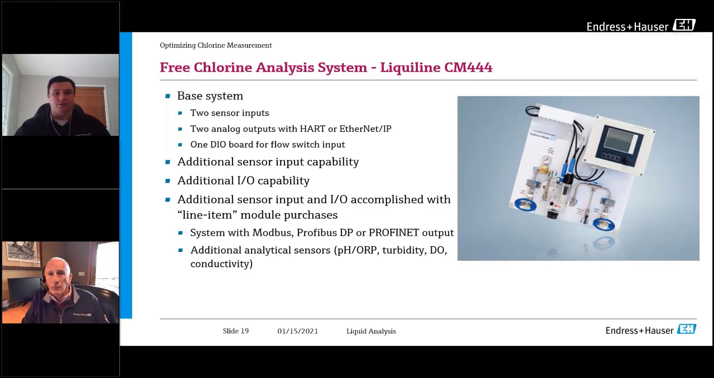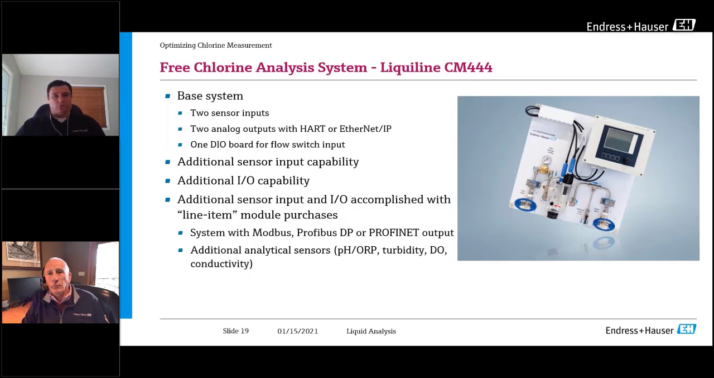What we're seeing more and more throughout the industry is that a lot of the industry is moving towards Ethernet IP. It just makes it a lot easier to commission and start up instrumentation, and you can get a lot more data off of the transmitter and off of the sensors with Ethernet IP. And then it still does include the extra board in there for the flow switch input.